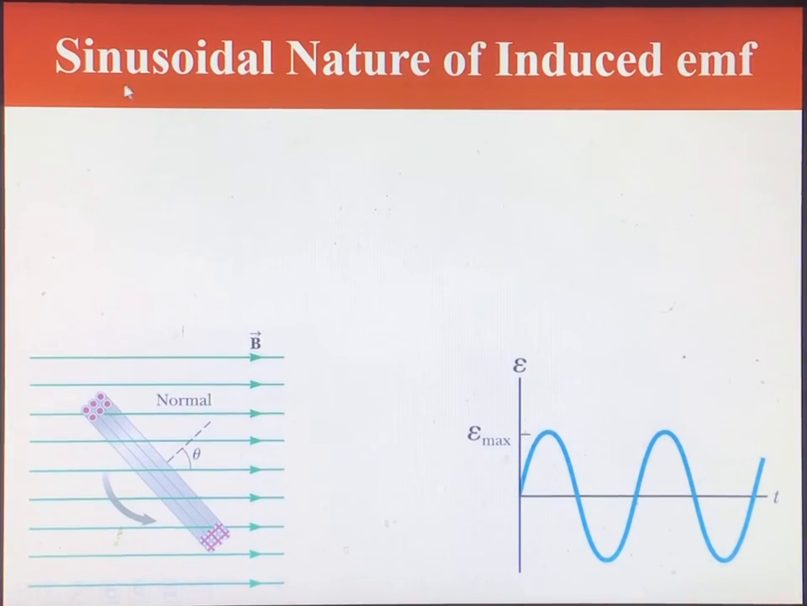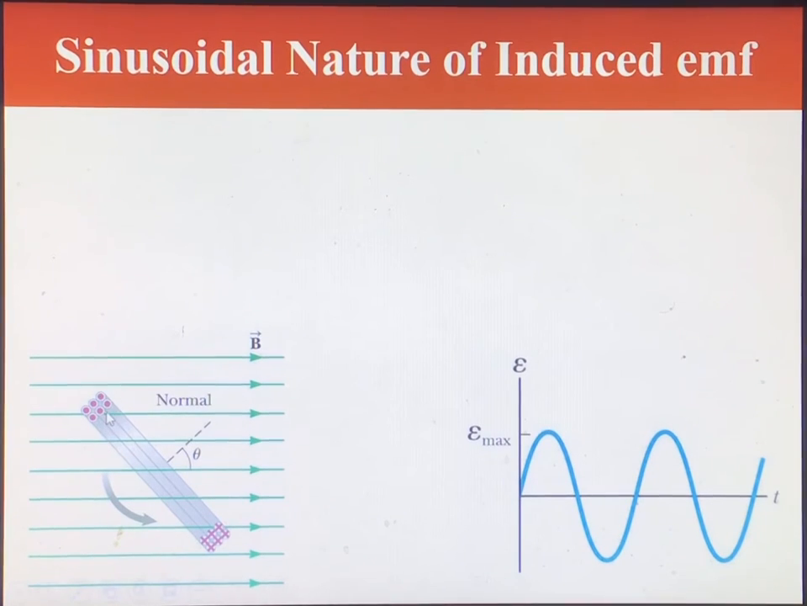In this video, we're going to talk about the sinusoidal nature of the induced electromotive force. So let's assume that we have a coil that is placed in the presence of a magnetic field that is pointing in this direction. So we assume here that the coil is rotating in the counterclockwise direction. So at this instant, we notice that the normal vector to the coil makes an angle of theta with respect to the direction of the magnetic field.